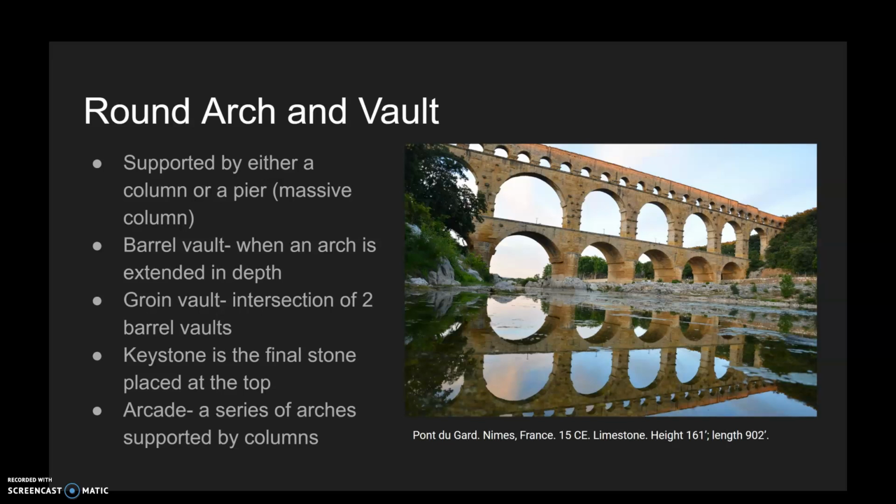A couple of other notable terms that you'll need to know: a keystone is the final stone that is placed at the top of an arch. When that keystone is placed, a continuous arch with load bearing capacity is created, and then they can remove the wood supports that they used at the beginning. And the other term you need to know is arcade, a series of arches that are supported by columns. So you can see in this image here that that is an arcade because it is a series of arches supported by columns.